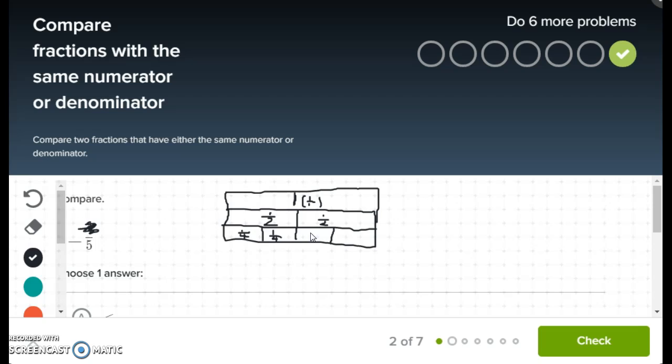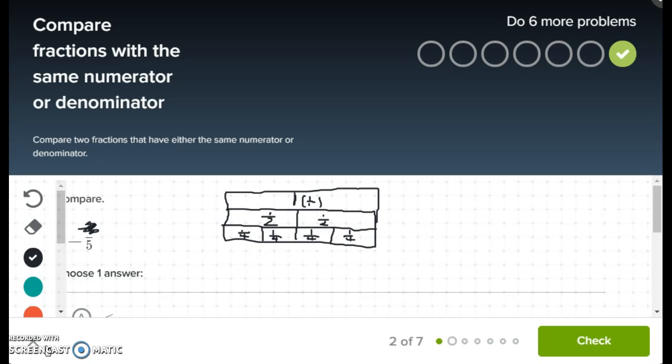You do this several times, and now you do it one more time. Now you see that this one is greater than 1/4. 1/2 is greater than 1/4. Even though the denominator is a greater number here, this one's still bigger because you're having a bigger portion.